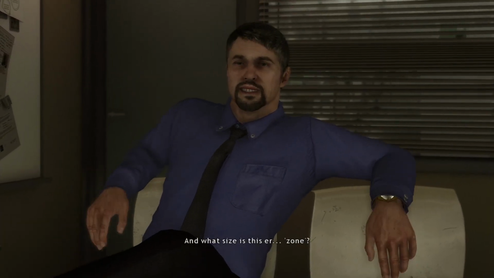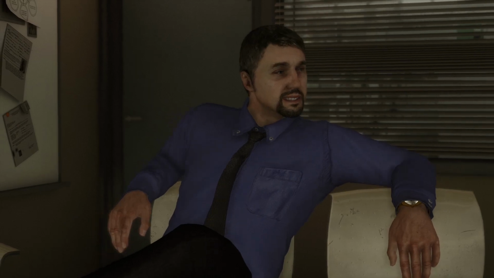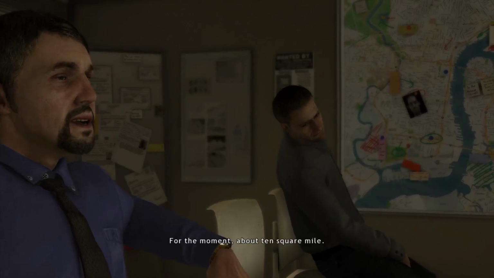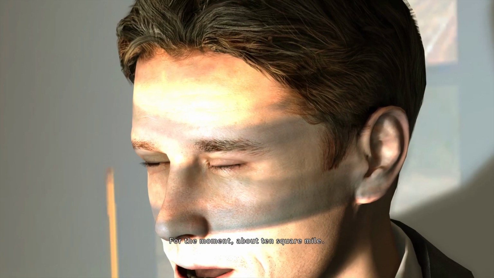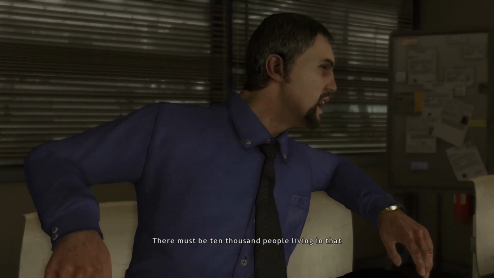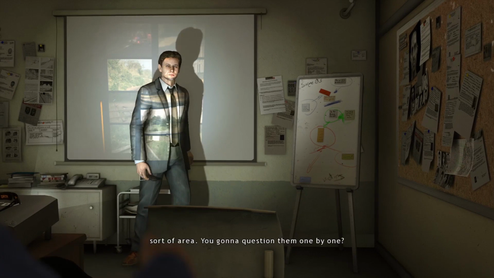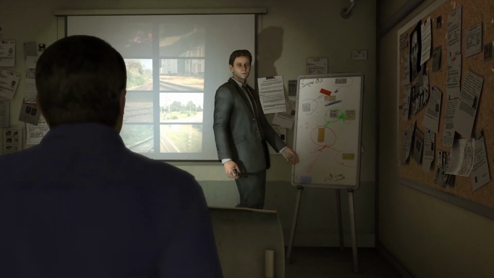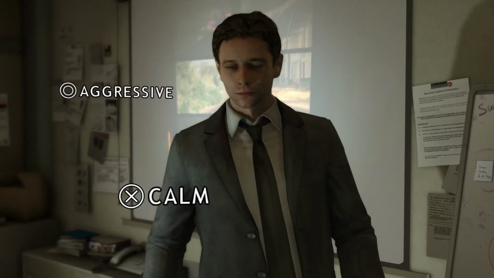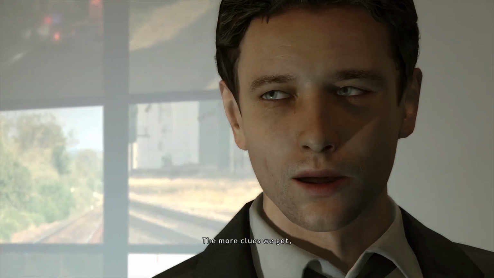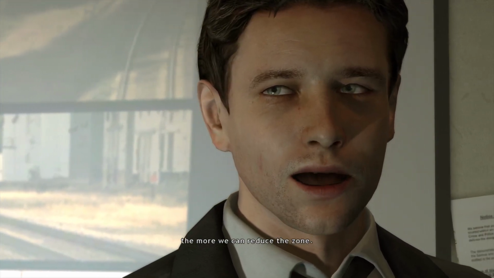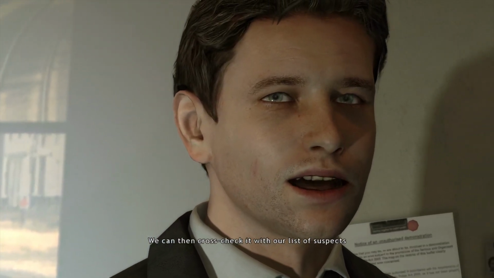And what size is this zone? For the moment, about 10 square miles. Oh, great. There must be 10,000 people living in that sort of area. You gonna question them one by one? The more clues we get, the more we can reduce the zone. We can then cross-check it with our list of suspects and identify the killer.